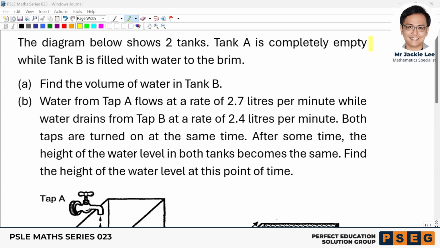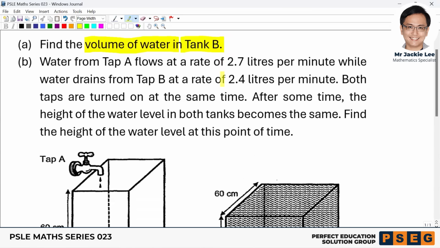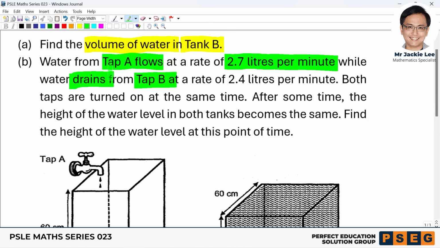In this question, we have 2 tanks. Part A, find the volume of the water in tank B. Then the water from tap A is going in at 2.7 liters per minute. Meanwhile, tap B is coming out at 2.4 liters per minute. Both taps turn on at the same time. At some point later, the water level will be the same. So the question is, by that time, what is the height of the water level?